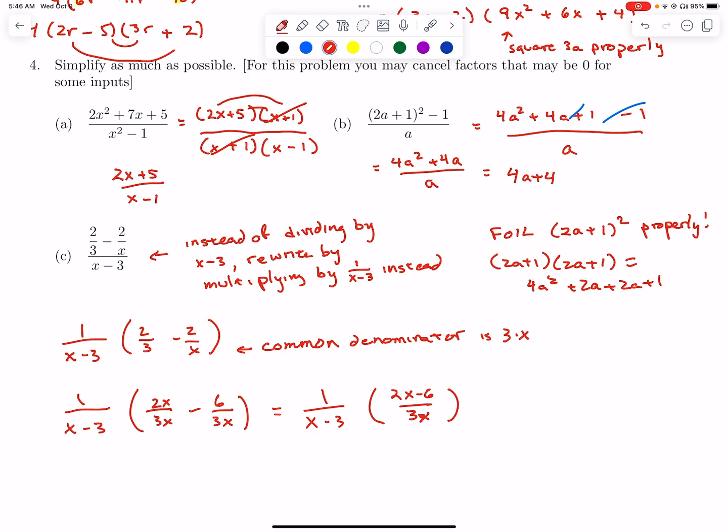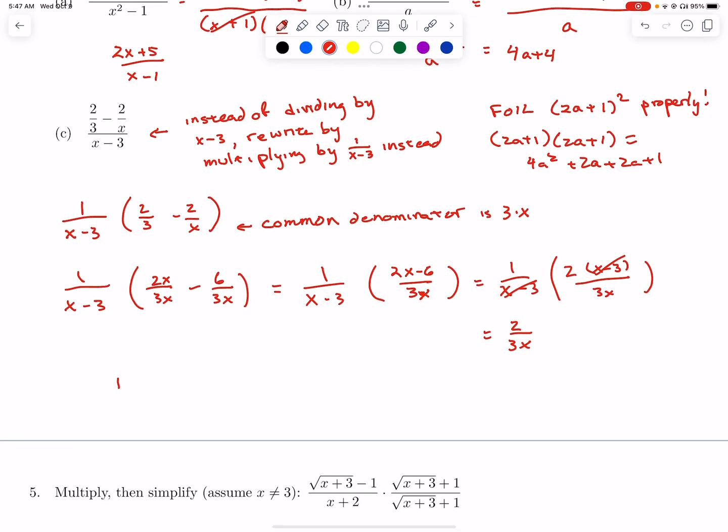Okay, now what? Look at 2x minus 6. 2x minus 6 is 2 times x minus 3. Oh, do the x minus 3's cancel? Yes, one's on the top, one's on the bottom. So this is grand total of 2 over 3x. And note, I'll write it in blue.